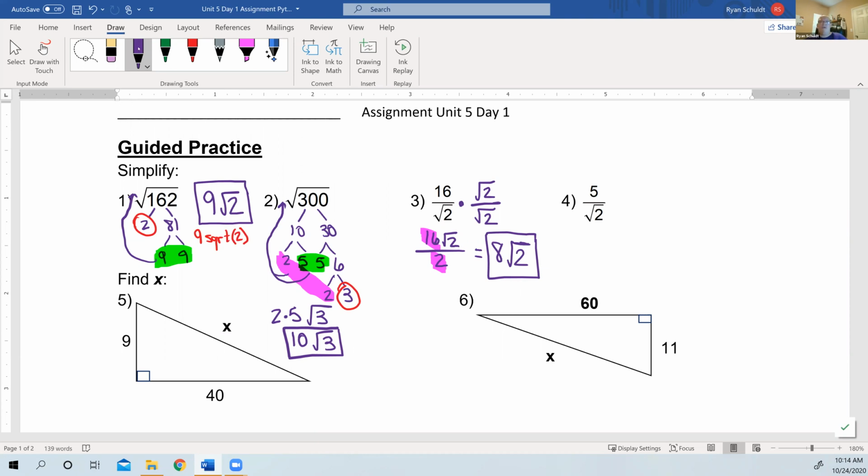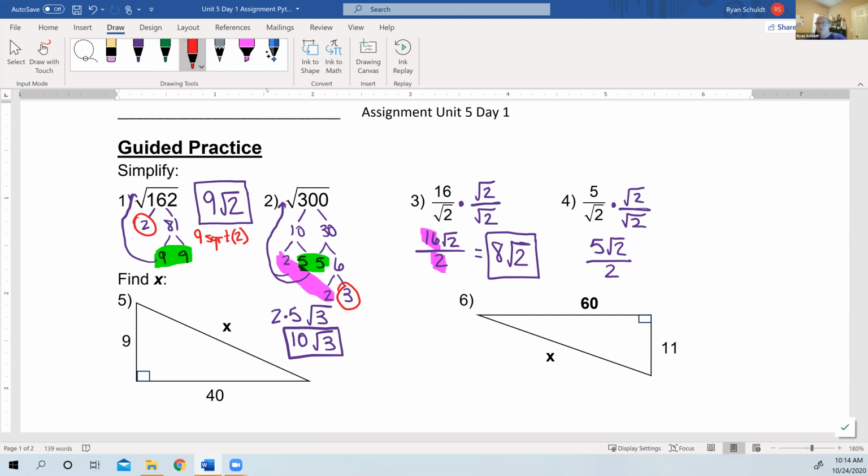Now we have the next one. 5 divided by the square root of 2. So my special number 1 is the square root of 2 over the square root of 2. I can rewrite this as 5 square roots of 2 over 2. Now I can't reduce 5 over 2.